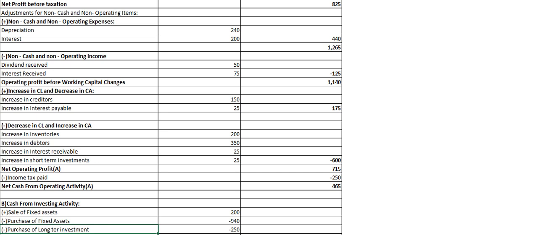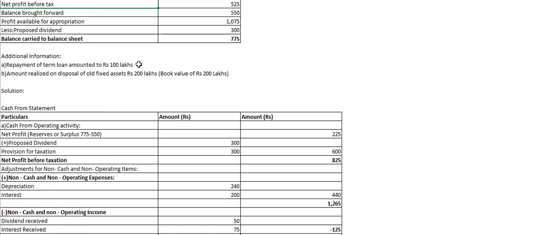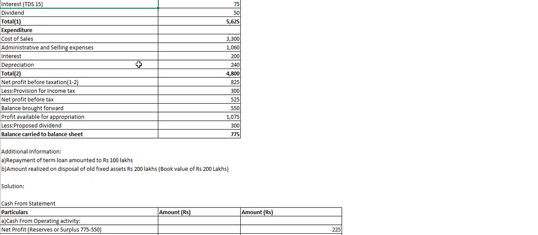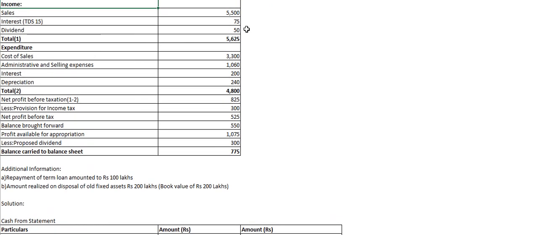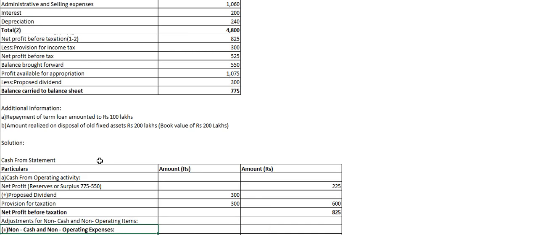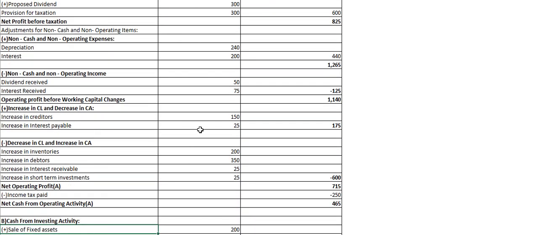So interest received, if you see this dividend and interest received, where did we get this? If that was a question, so if you see your profit and loss account in your question, they have given under your income side interest 75, dividends 50. That is what we consider to be other non-cash or non-operating incomes. So you get your operating profit before working capital changes as 1,140.